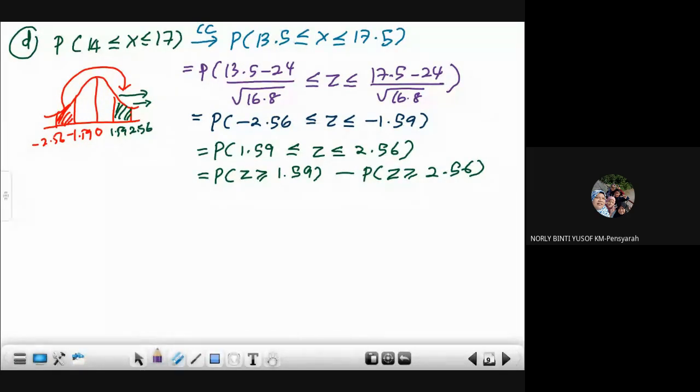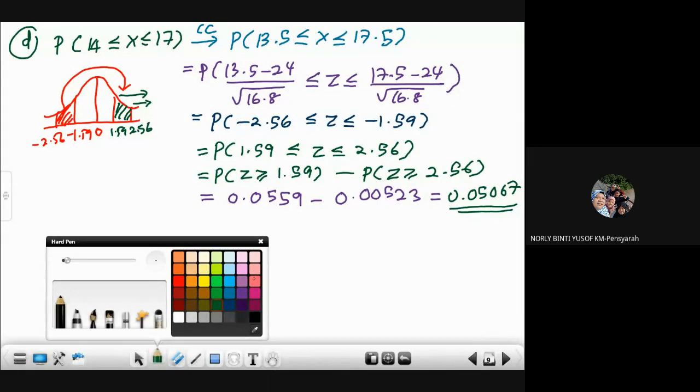So you read the table 1.59, you will got 0.0559. Minus you read the table for 2.56, you will got 0.00523. So bila you take the difference, you will got 0.05067. Sama sebab ni ada 5 tempat perpuluhan daripada table. So jawapan you pun mesti dalam 5. So follow the value that probability you read. Kalau 4, jawapan dia 4 lah. Jawapannya dalam 5 tempat perpuluhan.